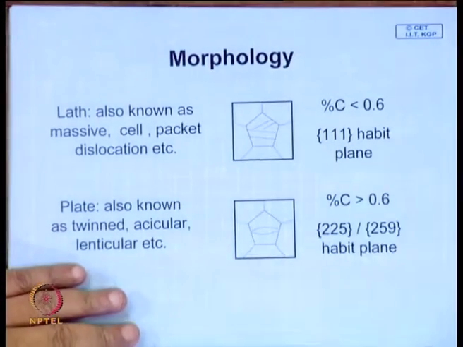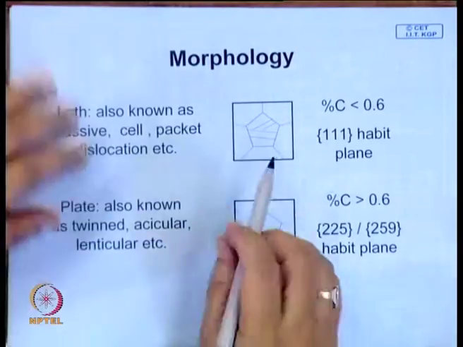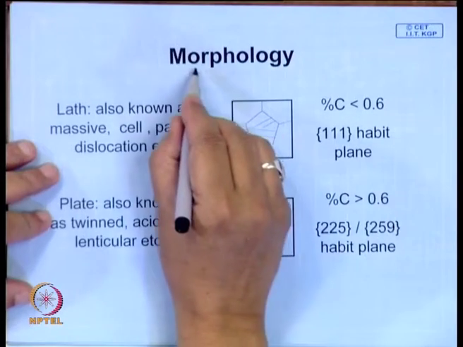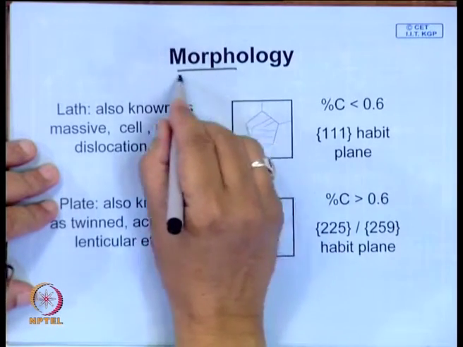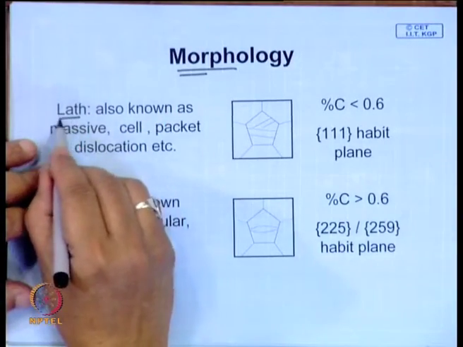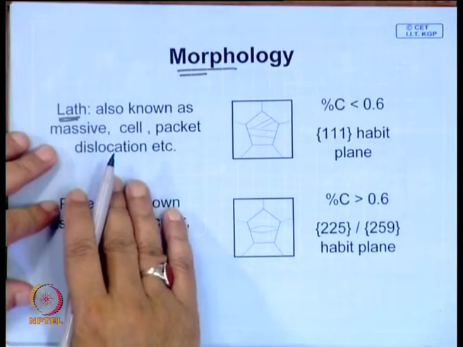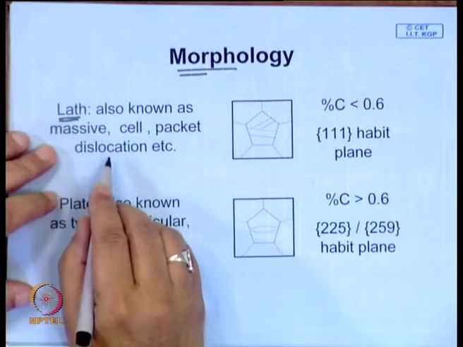Now, a quick look: we looked at the martensitic transformation in a little detail regarding the crystallography, which has an effect on morphology, which is shown here. See, one class is lath, which forms because of dislocation movement or through slip.